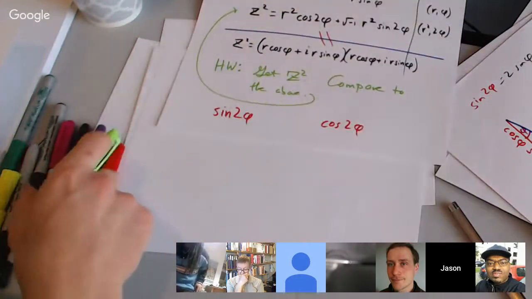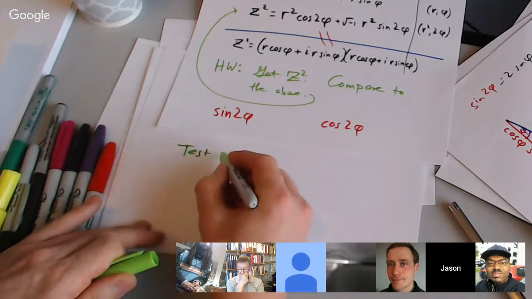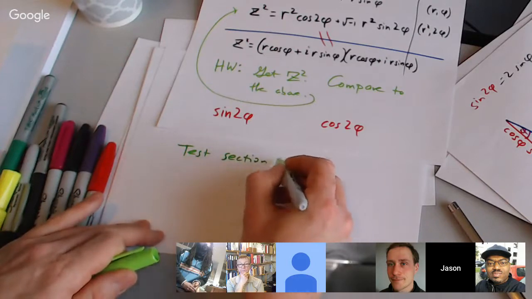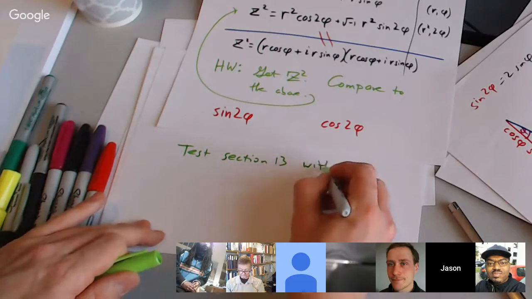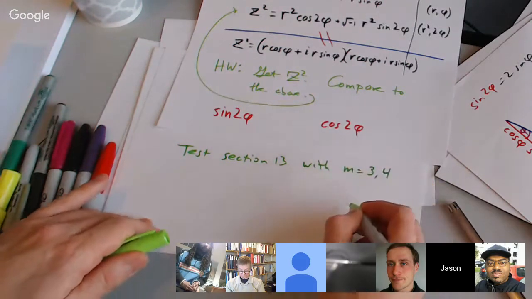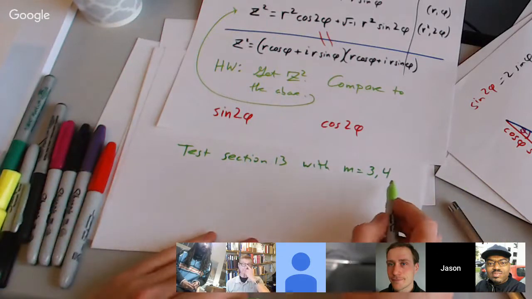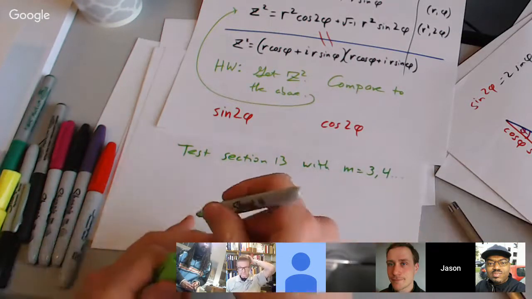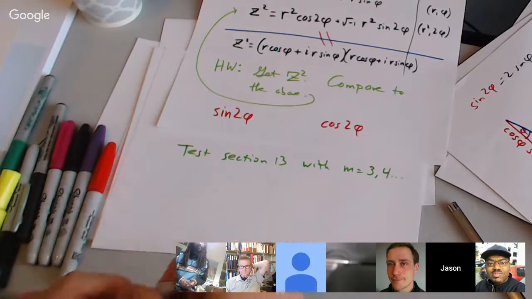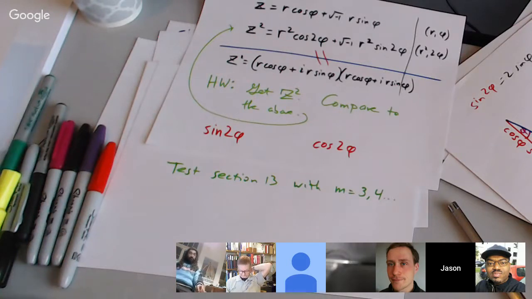So that's one of the homeworks. The other homework is test section 13 with m equals 3 and 4. If you really want to test yourself, you can try it with m equals anything. See in general what comes up. But these two aspects of the homework really go together. You'll see when you work on it. I hope that they're very much related problems.